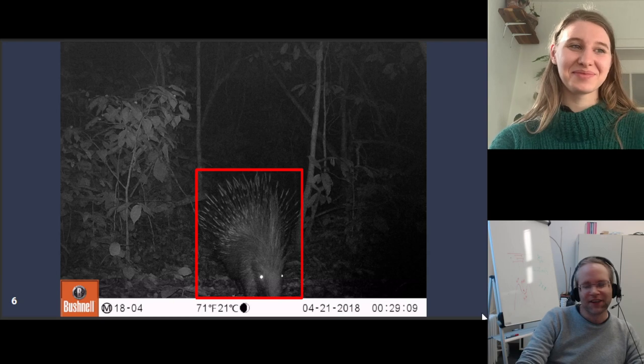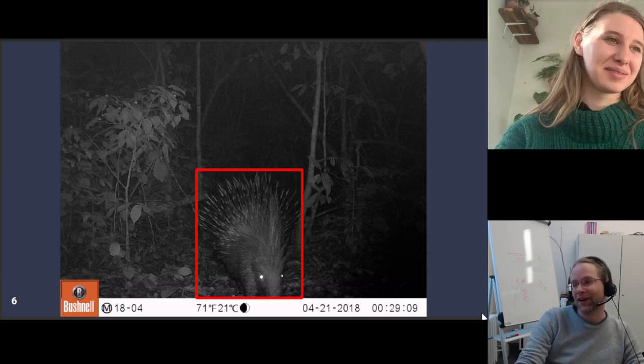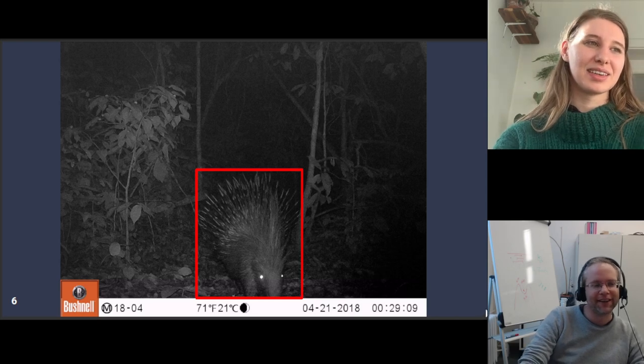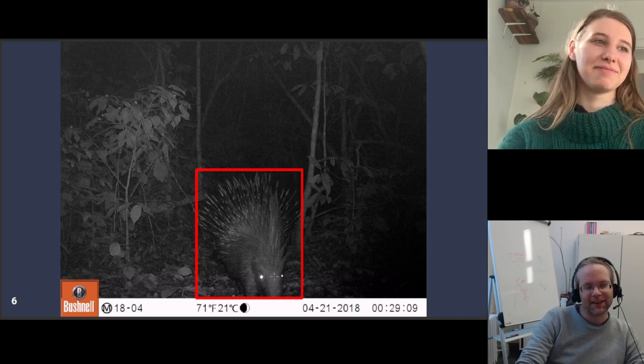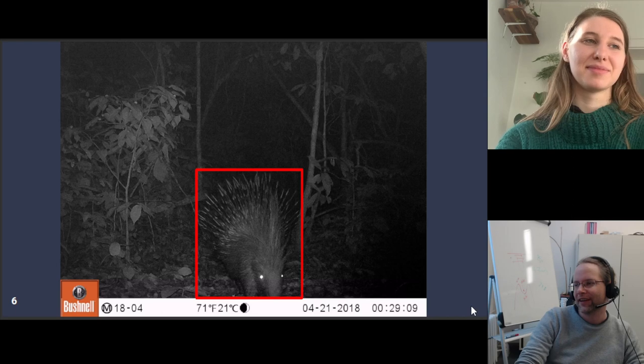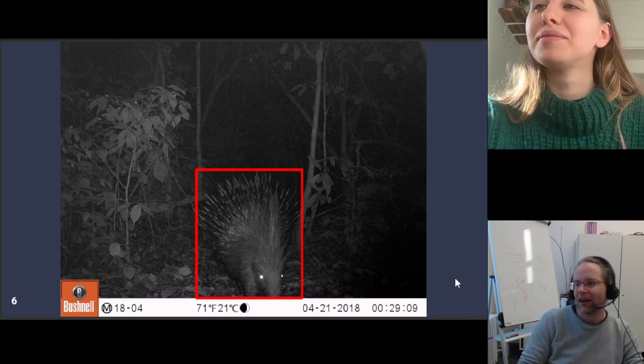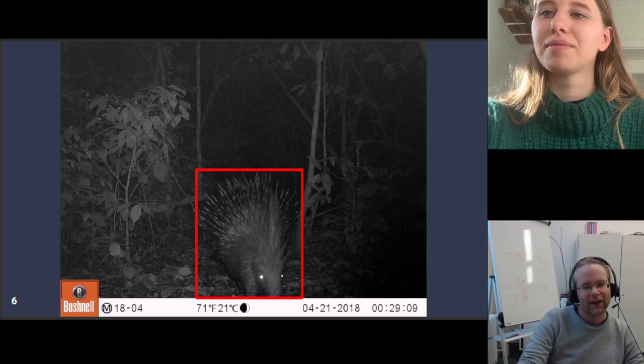All right, this one was easy. I think everyone spotted this one. There's a porcupine and the eyes light up. I think that's one of the telling giveaways, because with animals, especially in these nighttime pictures, you can see the eyes very clearly.